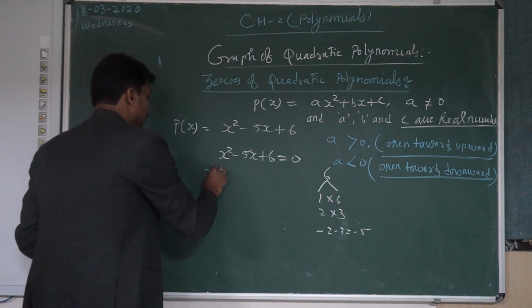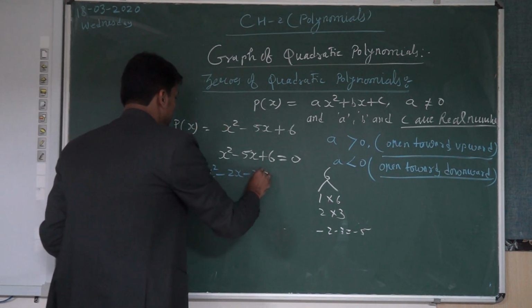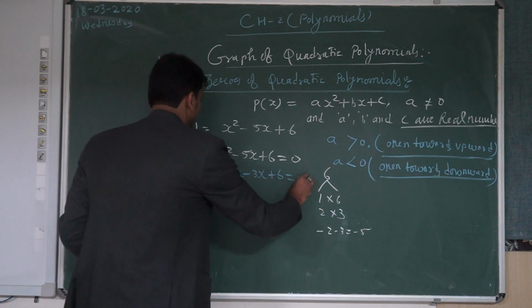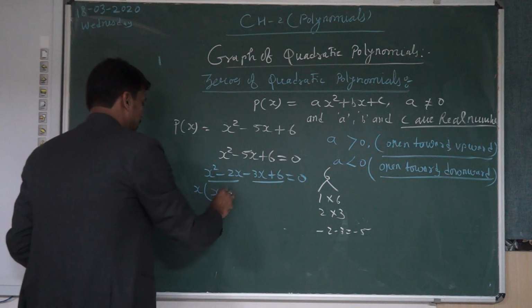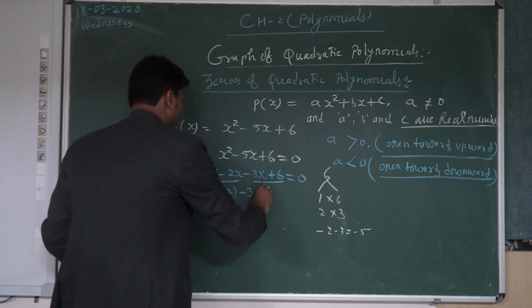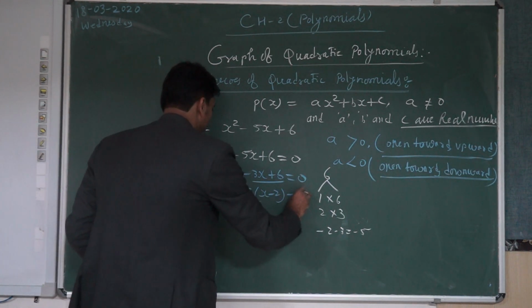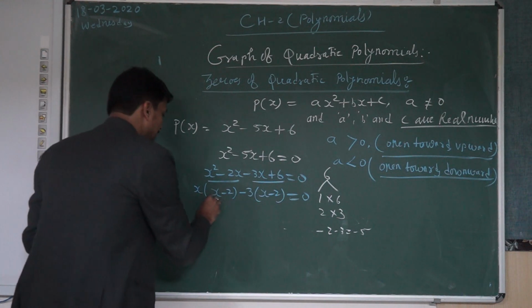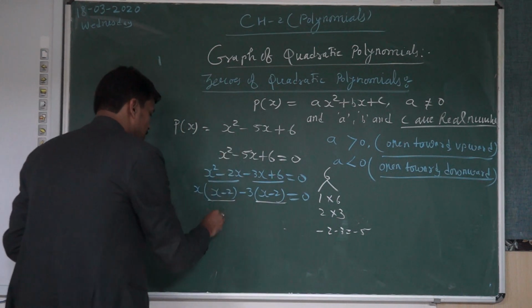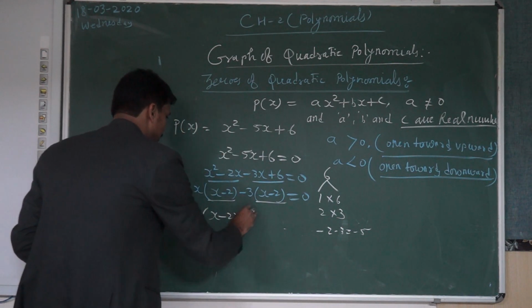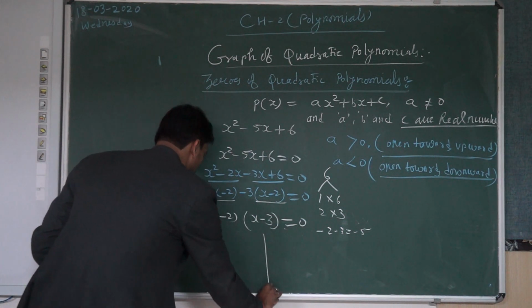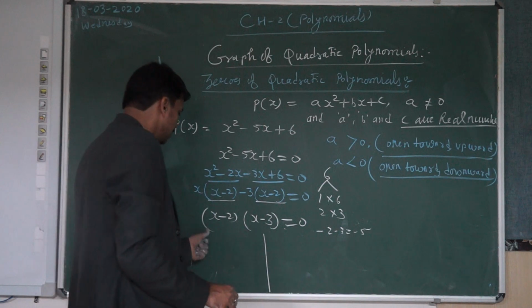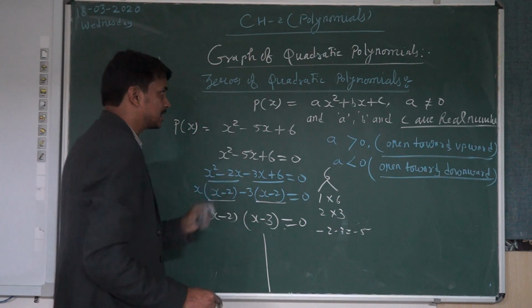So we'll get x square minus 2x minus 3x plus 6 is equal to 0. Let us take the common factors. x is common over here: x into x minus 2. Minus 3 is common: minus 3 into x minus 2, is equal to 0. Again, x minus 2 is common. So I'll take x minus 2 as common. So we will be left with x minus 2 into x minus 3 is equal to 0. We got two factors over here. Individually we will equate them to 0.